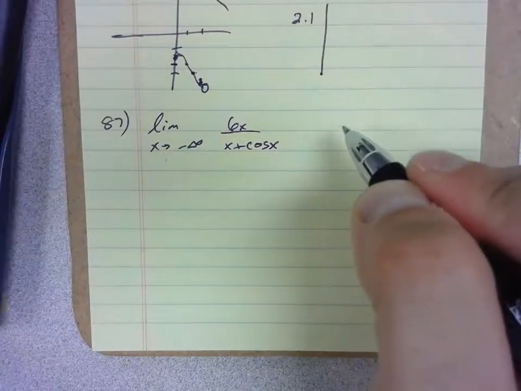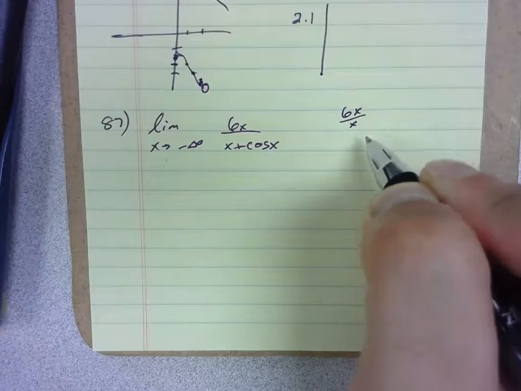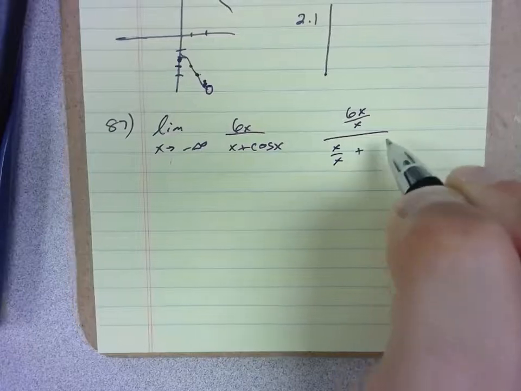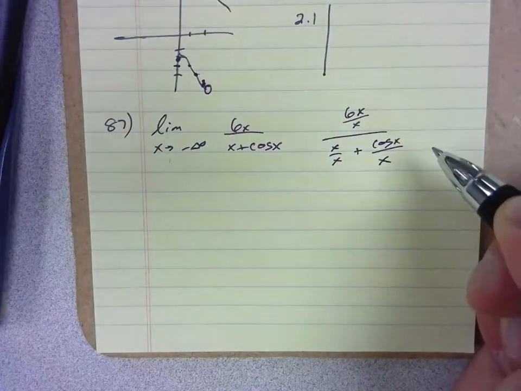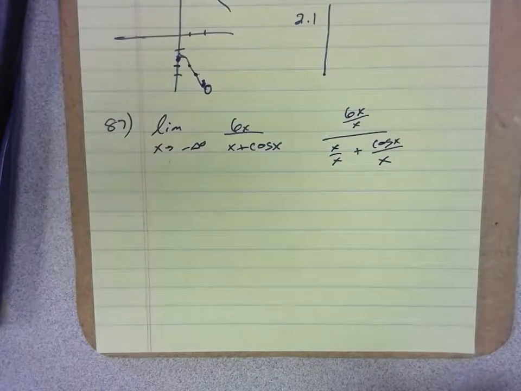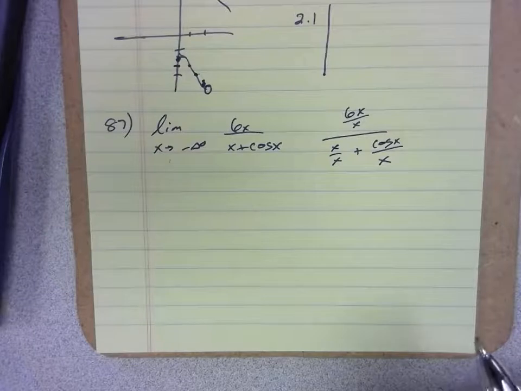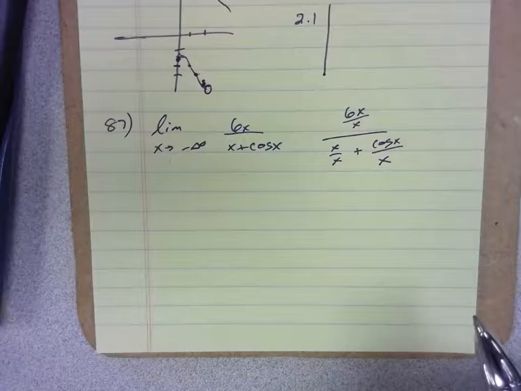Here's what we could try. We could try dividing by x. So let's try that. So 6x over x, and then x over x plus cosine x over x. I'm not sure on that. Every other time where we made one of them negative, it was when it was a square root. So let's see what happens, and then we'll see what the back of the book says for the answer and compare that.